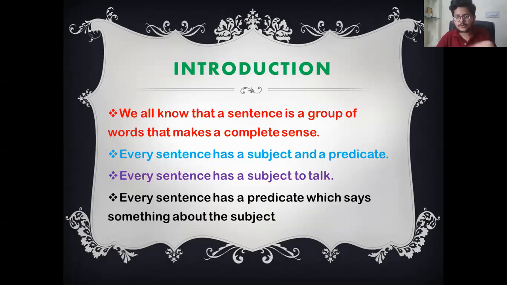So therefore a sentence has two parts. Number one, a part which tells us what the sentence is about, that is called the subject of the sentence. And with the subject, the second part of the sentence will be a predicate, which tells us something about the subject. The part of the sentence that tells us something about the subject is called the predicate.